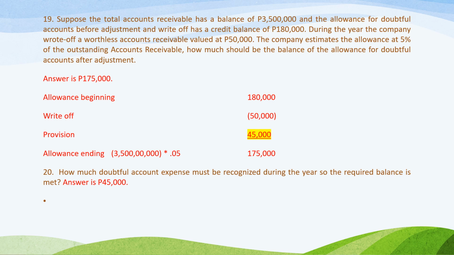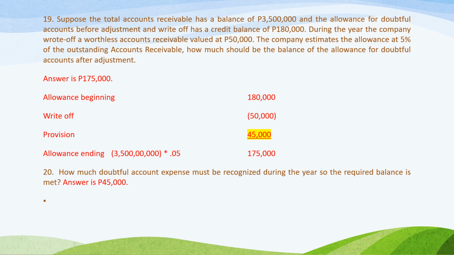So in here, we have the allowance beginning as 180,000. We will deduct the write-off of 50,000 because the entry to record the write-off is debit, allowance for bad debts, and credit, accounts receivable. And then, the provision for bad debts, the amount that we are going to compute. But our ending allowance can be computed since the estimate is 5% of outstanding accounts receivable.